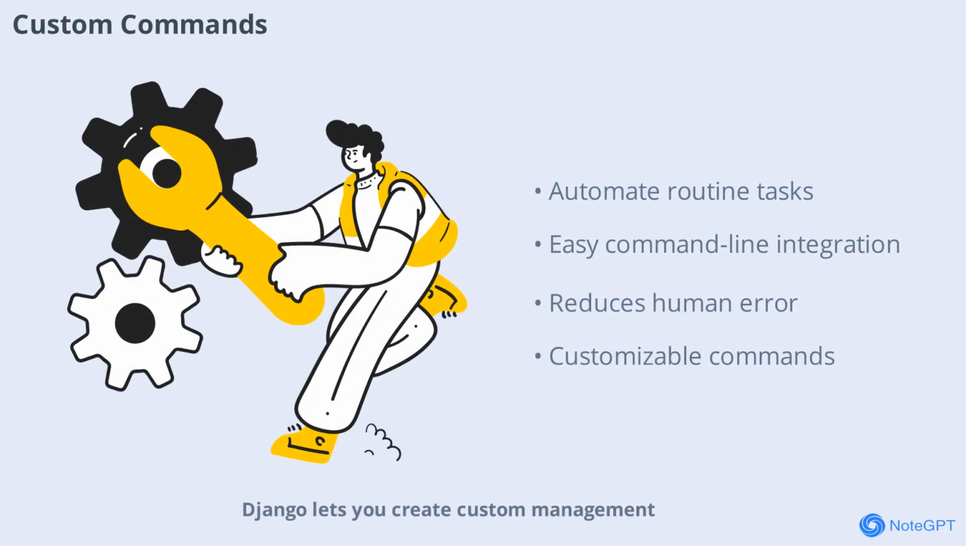Django lets you create custom management commands to automate tasks like data import, backups, or maintenance. These commands integrate with Django's command line interface, making it easy to manage your project from the terminal. Automating routine tasks saves time and reduces the risk of human error.